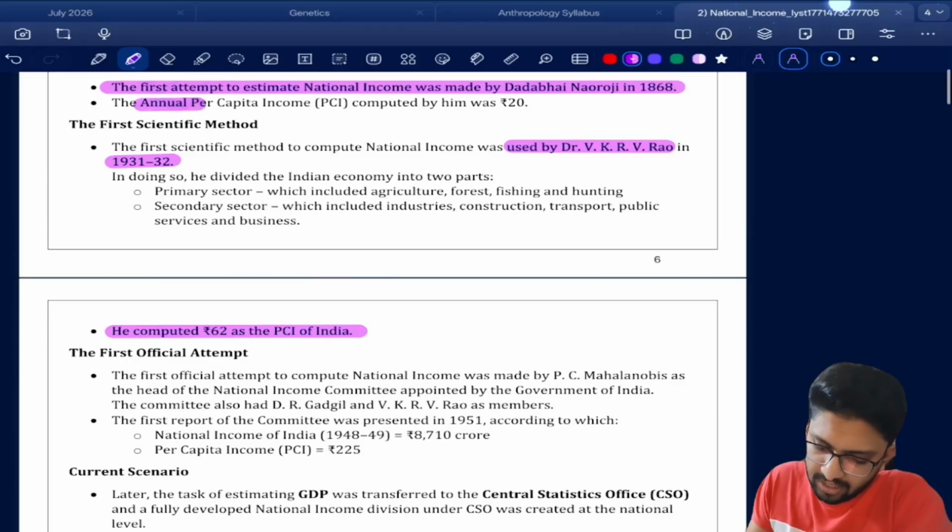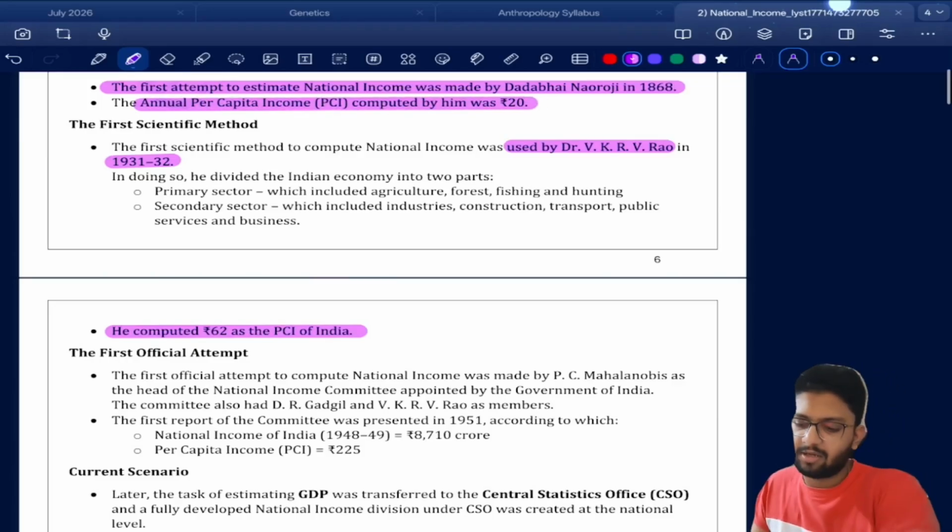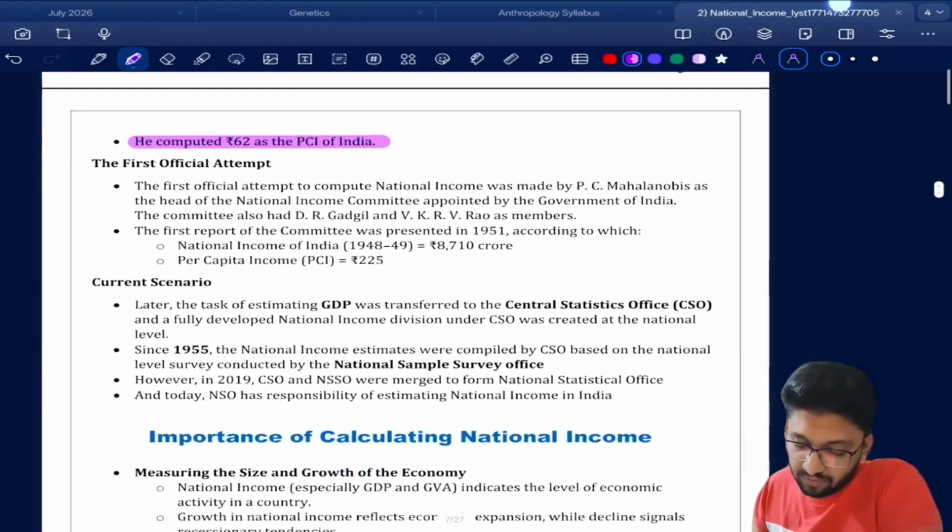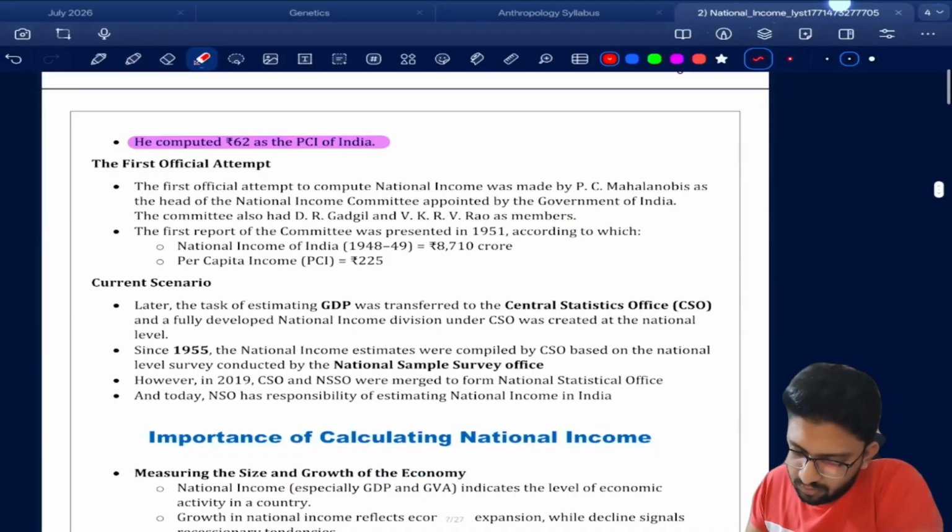and the annual per capita computed by Dadabhai Naoroji was 20 rupees. The first official attempt to compute national income was made by P.C. Mahalanobis as the head of National Income Committee appointed by Government of India. The committee also had D. Gadgil and R.V. Rao as members.